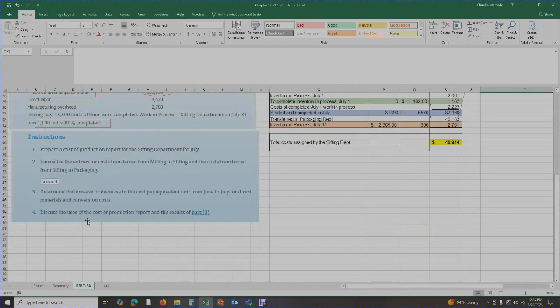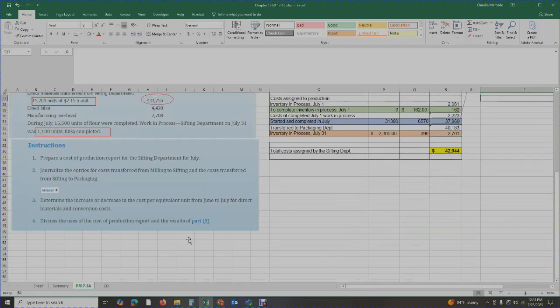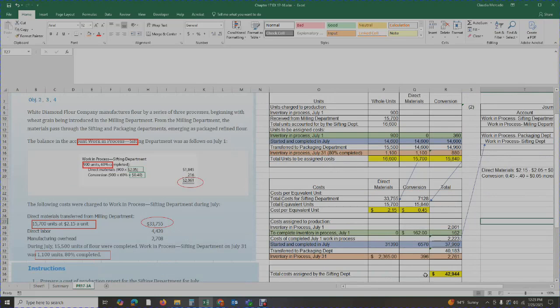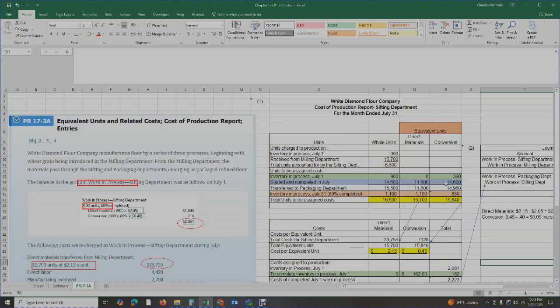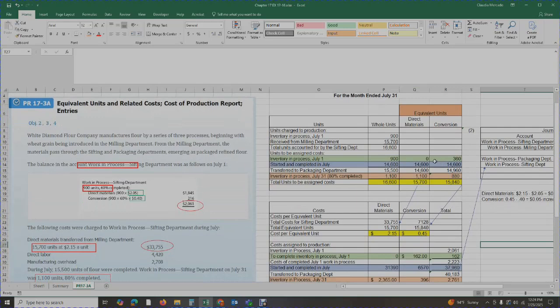I'm going to let you do the 4th requirement on your own, which is to discuss the uses of the cost of production report. Please make sure that when you are bringing the numbers down to the second section, you use your direct materials equivalent units and your conversion cost equivalent units. I've highlighted them so you can see where they relate down here.